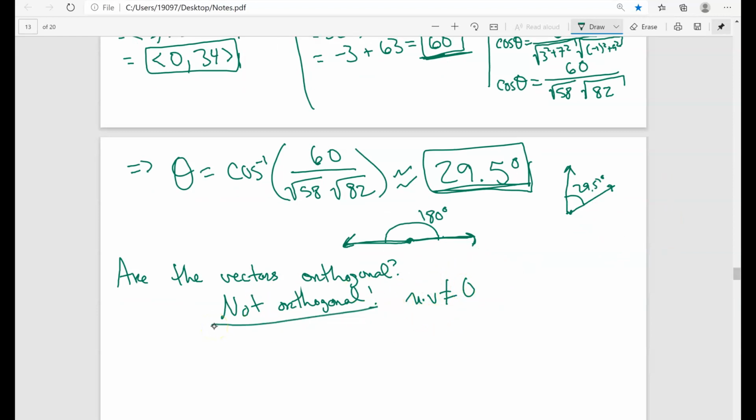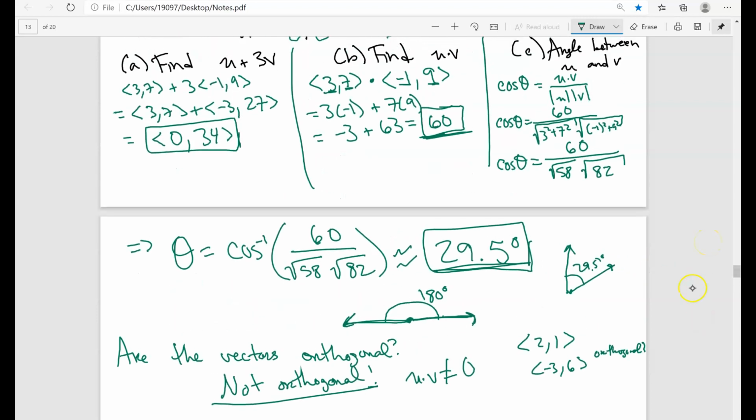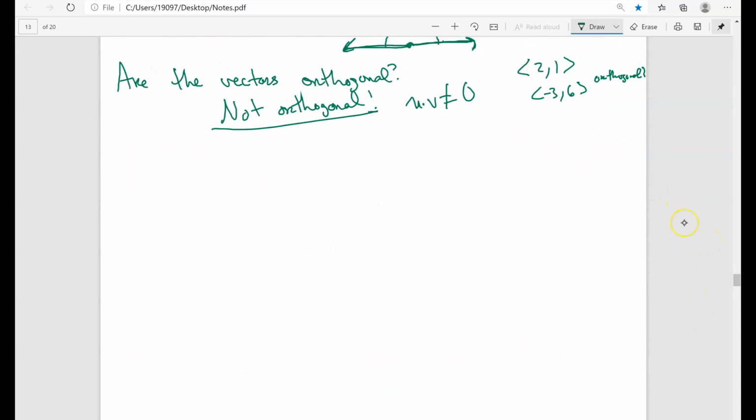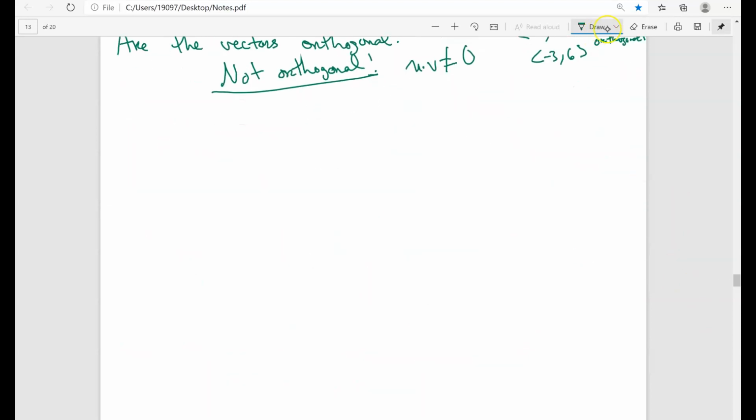So later on, if you want, check these two vectors, 2, 1, and then negative 3, 6. So in your own time, are these orthogonal? So why don't you do it? You can do it either by taking the dot product or by taking the cosine of theta, the angle. Okay, so that was the first type of multiplication.